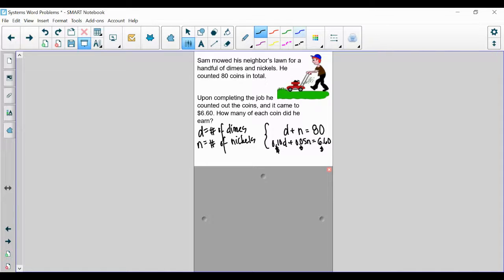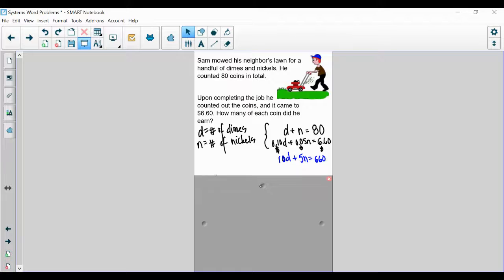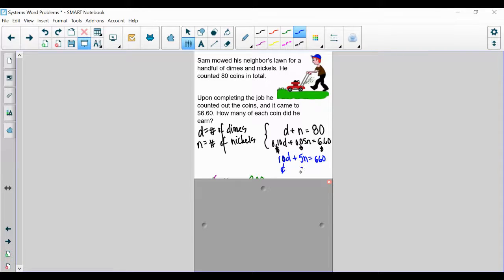I could make this easier on myself if I wanted to, and I could write this as 10D plus 5N equals 660. What I've done here is I've actually changed it so that all of my units are in cents because I've gotten rid of the decimals. Notice that the black equation has dollars, right? I've written that 10 cents in terms of dollars, but the blue equation shows everything in terms of cents. Notice the $6.60 became 660 cents.